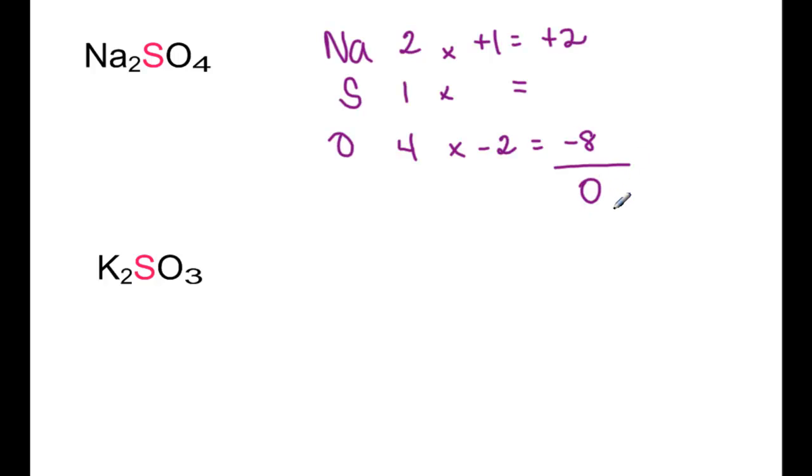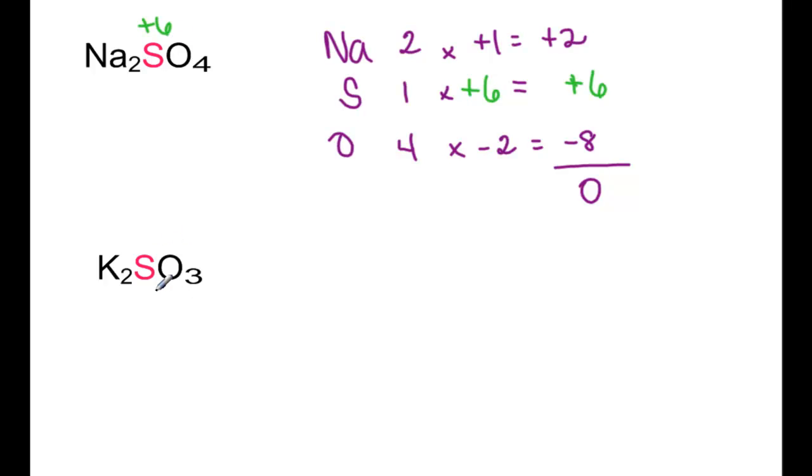Again, overall charge is 0. So we have a +2 and a -8, and we have to add those up with something to get 0. So what we're going to have here is a plus 6. Okay, so plus 2 plus 6 is positive 8. Plus a negative 8 gives me 0. So that means we have 1 sulfur, so it has to be a plus 6.